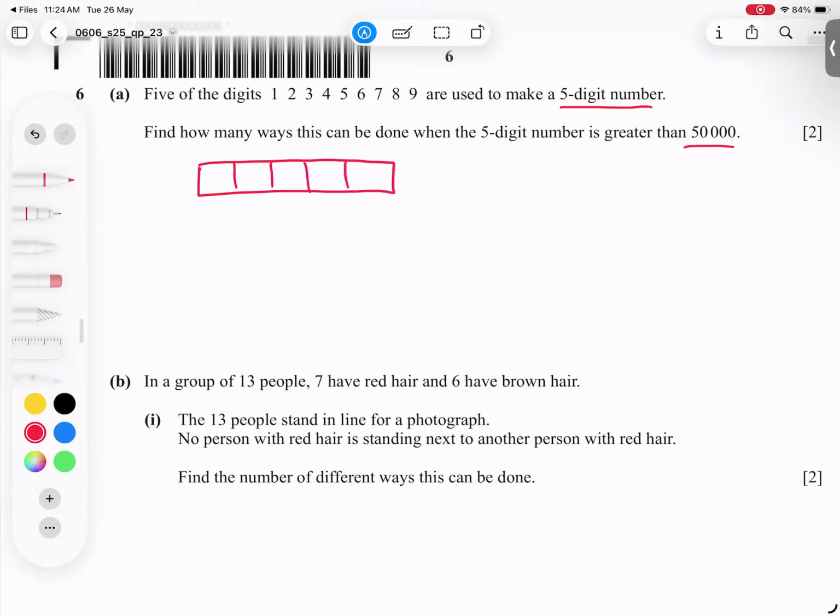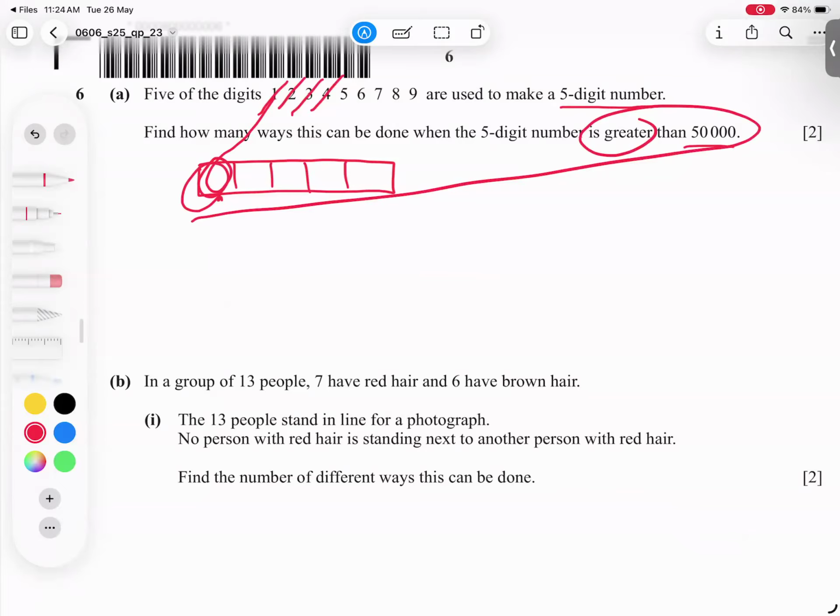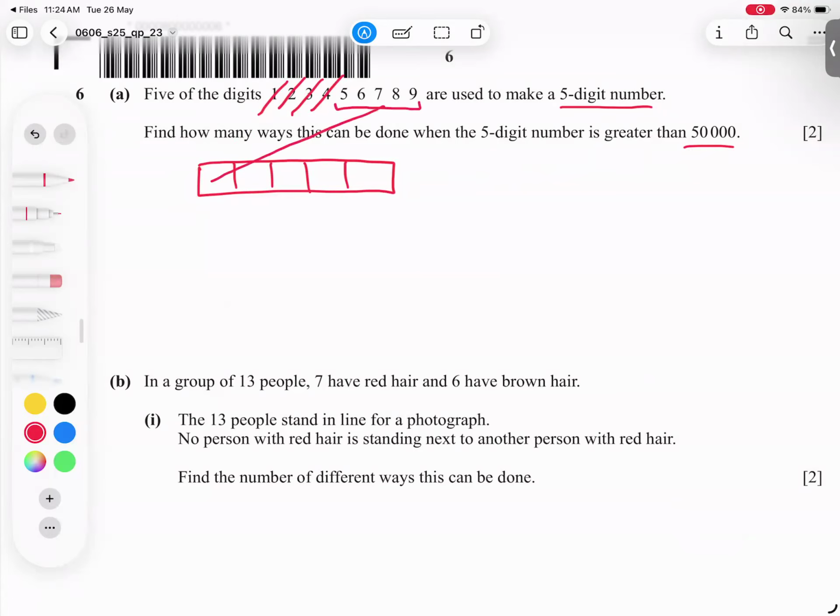Can I use 1 in this place? No way, gone. What about 2, gone, 3 gone, 4 gone? Yes, all these numbers are suitable for this position. Because if I plug in 1 something here, I will get 10,000 something. It's not possible, it must be greater than 50,000. So how many digits are available for the first position? 5 digits are available, but I will use only one.